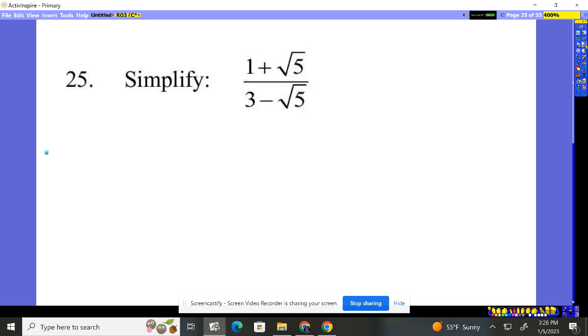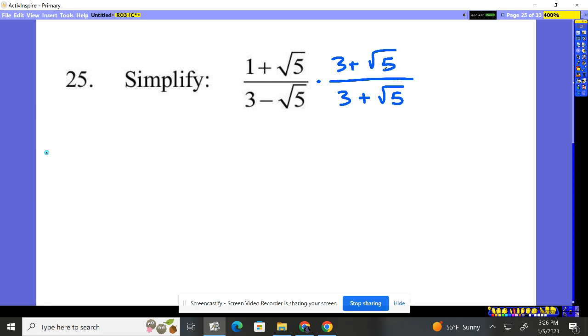Now, the next problem is a little bit more difficult. We have 3 minus a square root of 5. How do we get rid of that? We multiply by the conjugate. The conjugate is going to be 3 plus the square root of 5. So multiply the top by 3 plus the square root of 5.